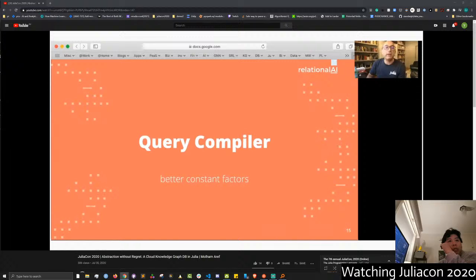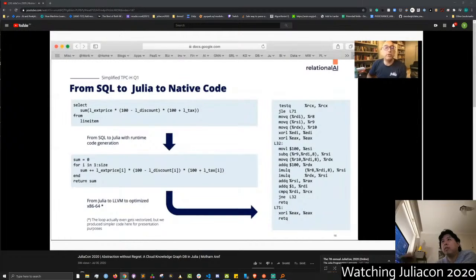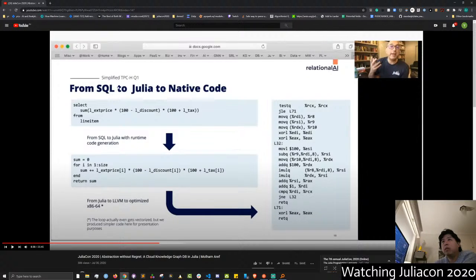The first is a query compiler that basically eliminates the interpretation overhead that you see in many database systems. Most database systems implement query evaluation via an interpreter. In our system, we wanted to compile the query down to machine code and run it as if it was written to be compiled.